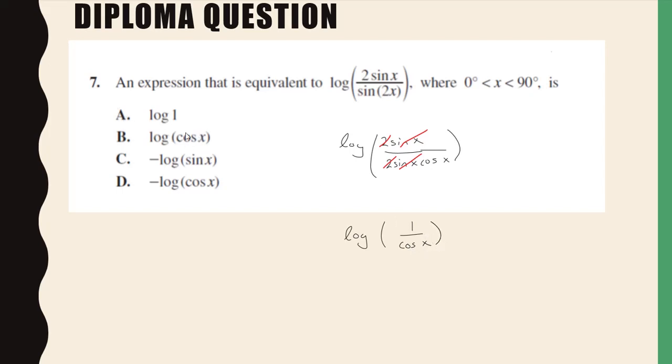Now the problem is none of these actually are like 1 over cos x. Well, we can reciprocate this. So if we reciprocate it, then we'll end up with cos x to the negative 1, because if we take the negative 1 exponent, it will turn into 1 over cos x. Then we can use our power law, and it becomes negative 1 times log cos x. And sure enough, that is right there.